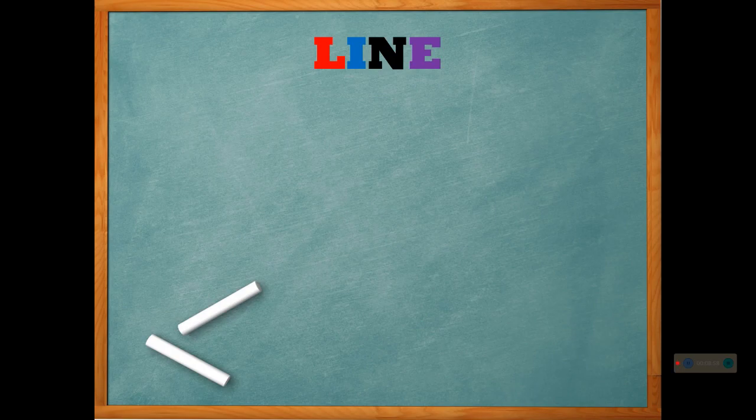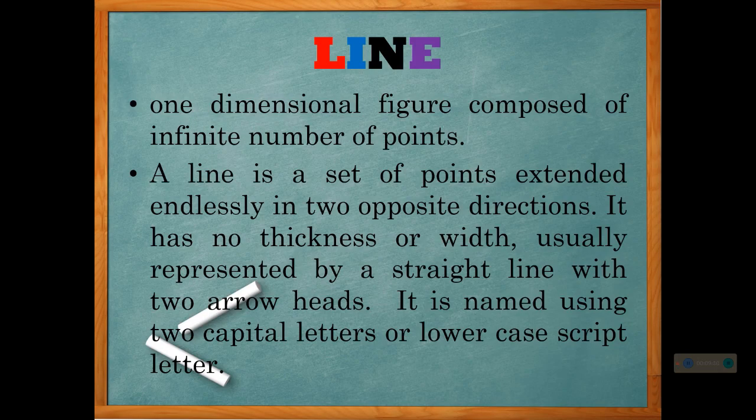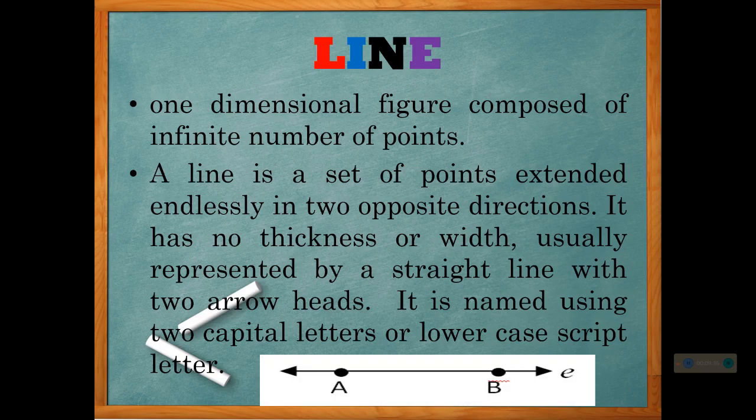Next, let's have line. When we say line, it is a one-dimensional figure composed of an infinite number of points. Okay? A line is a set of points extended endlessly in two opposite directions. It has no thickness or width, usually represented by a straight line with two arrowheads. It is named using two capital letters or using a lowercase script letter. Okay? So, you may have here line AB or line E.